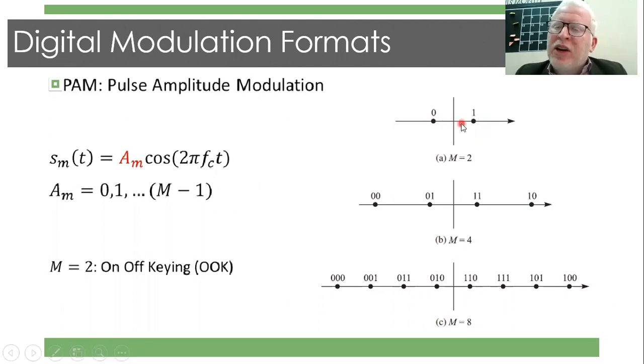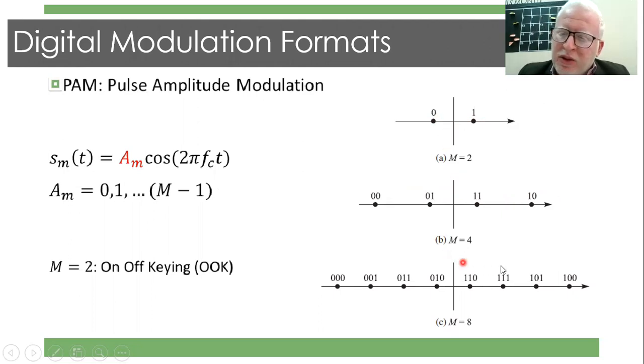Then you can increase the number of states, which directly reflects on the number of bits per symbol. So whenever you have 4 states, that means that you can include 2 bits per state. Here you have 2 different amplitudes, and actually 4 different amplitudes. 2 are positive and 2 are negative. Here you have only 1 positive and 1 negative.